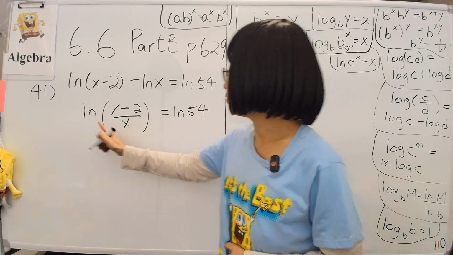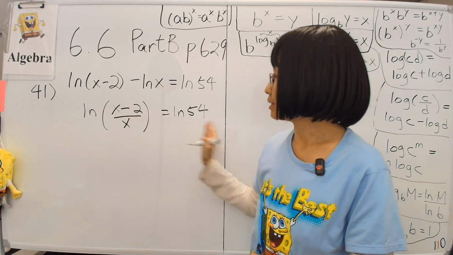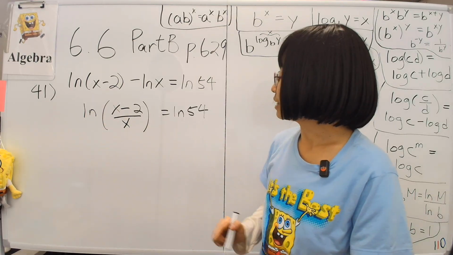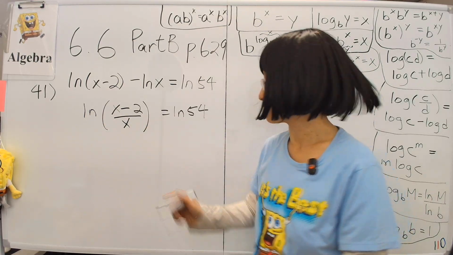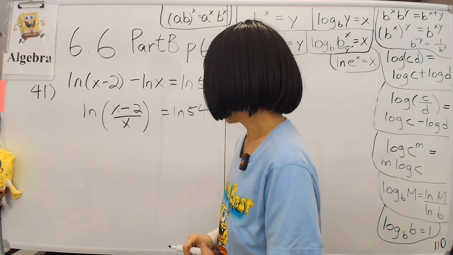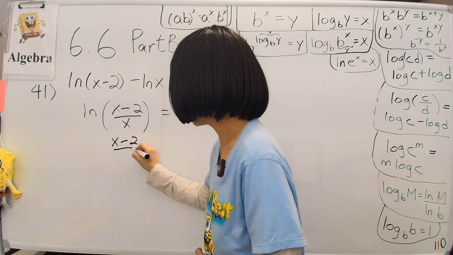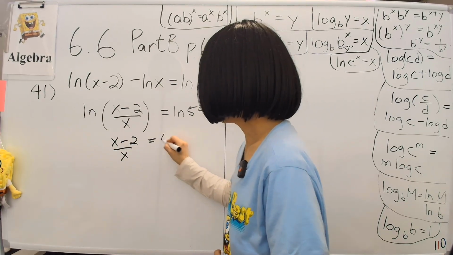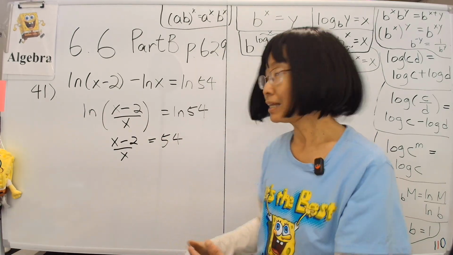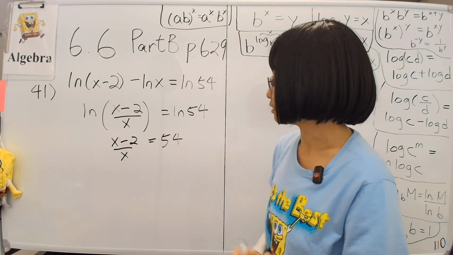So now we have something inside the natural log, equal to the same log here, which means what's inside has to be equal. So then we can just ignore the natural logs. I'll write that down again: x minus 2 over x will be equal to 54. Basically, the natural logs cancel out because they are identically on both sides, so what's inside has to be the same.